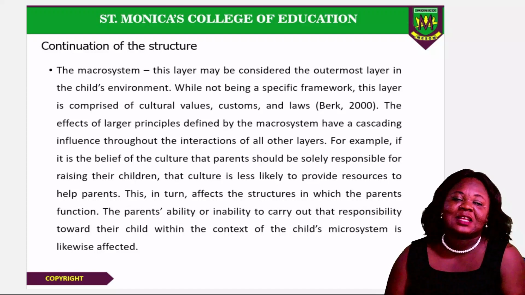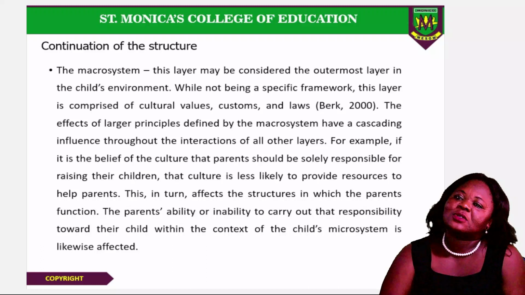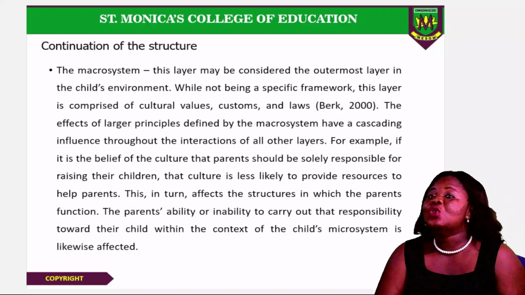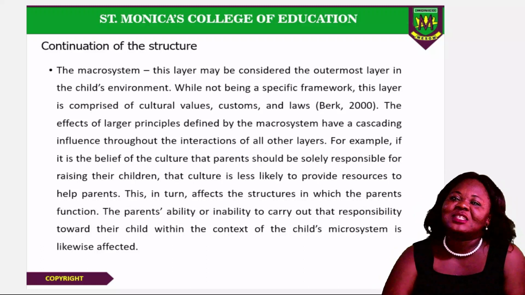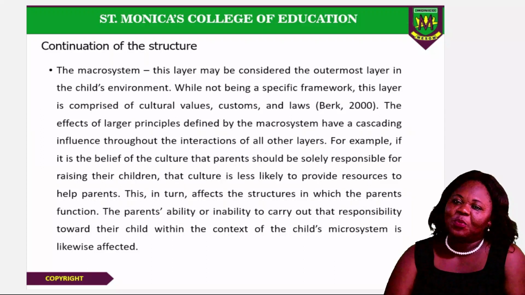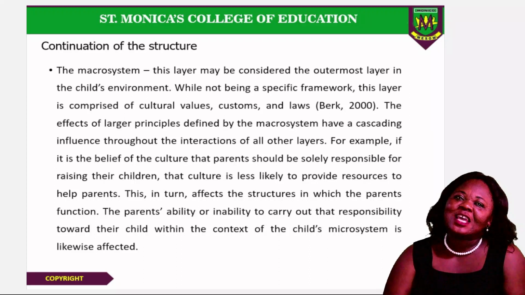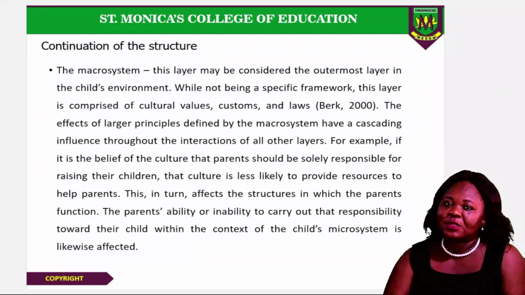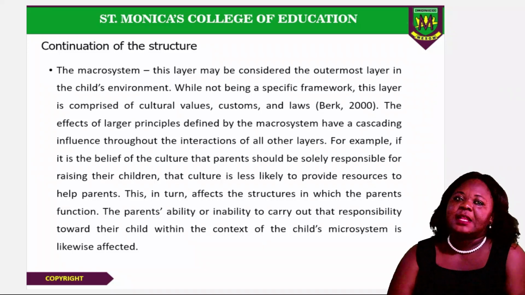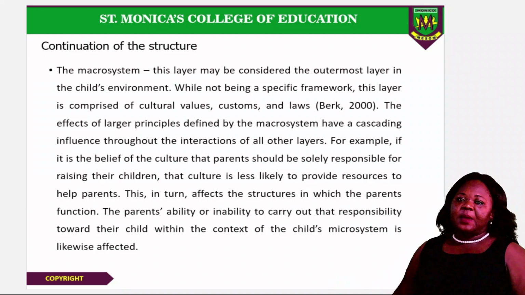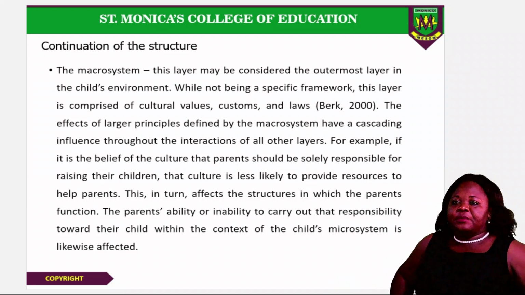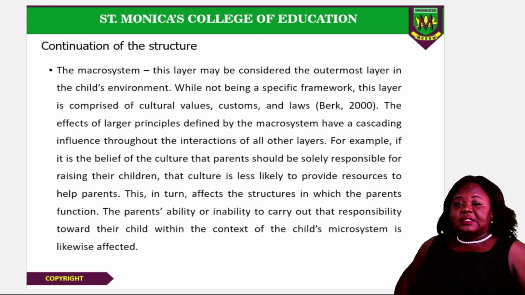We go to church every Sunday. But you go to other areas and it is not like that. We have a student handbook that we use to operate. But when you are caught up with the law, you pick your student handbook and you see that Charlie, I'm in trouble. So take note of the three things that were at the macrosystem: cultural values, customs, and then laws. The effect of the large principles defined by the macrosystem have a cascading influence throughout the interaction of all other layers.